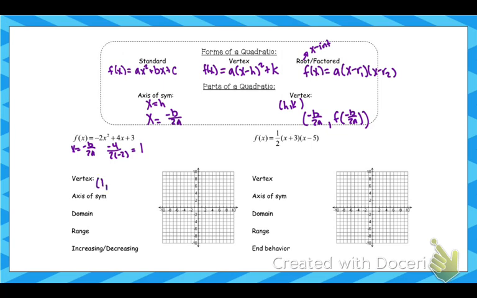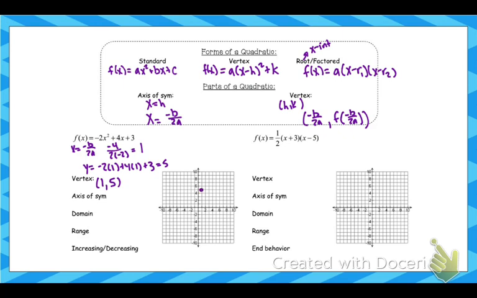All right, well, now let's find the y-coordinate of the vertex. So plug in 1. That gives me negative 2 times 1 squared plus 4 times 1 plus 3. So that's going to give me 5. So my vertex is (1, 5).